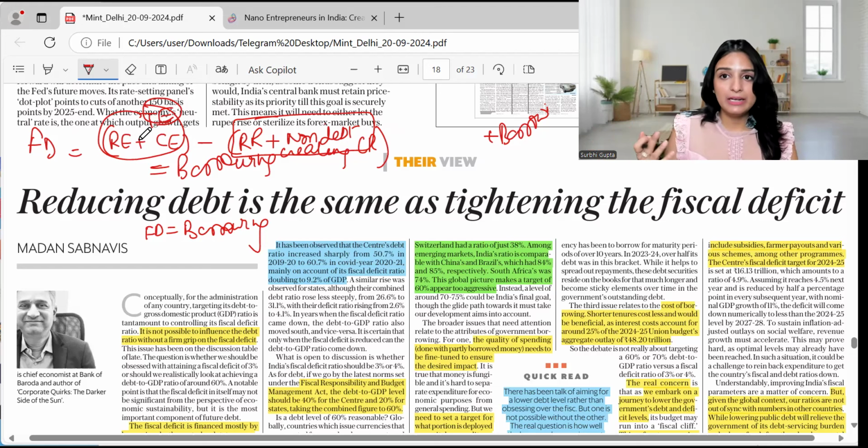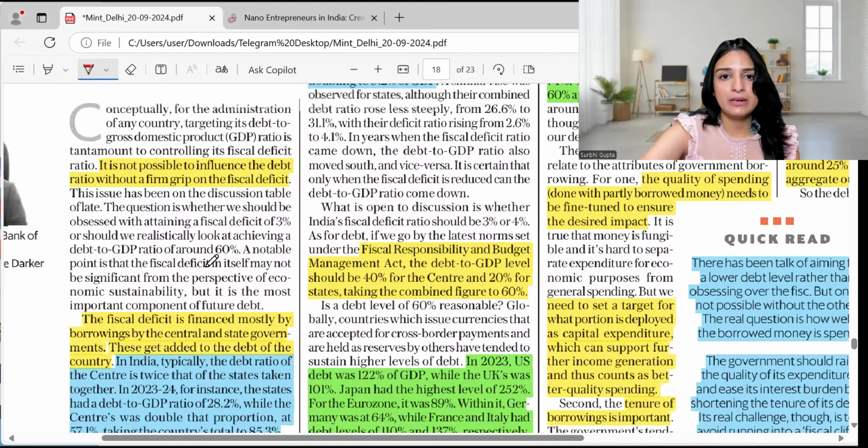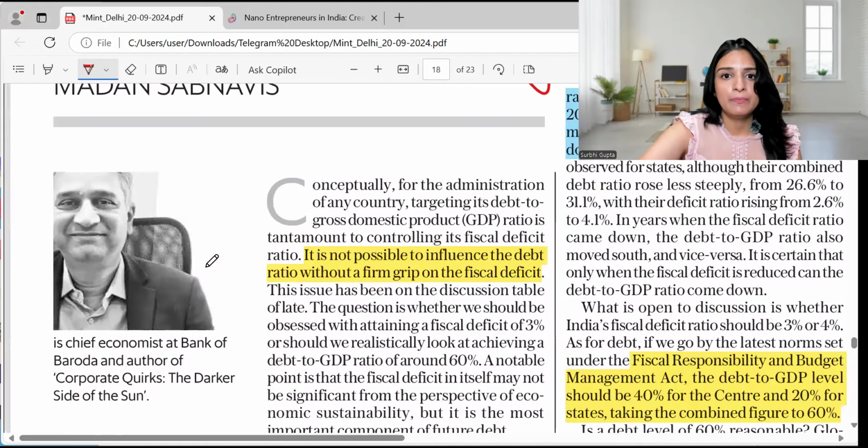I think that really answers everything which we are going to read in this article, because if debt is the same as fiscal deficit, then if we are reducing borrowing, that means we are tightening fiscal deficit, and I think that's very clear from the formula itself. But still, we are going to read this article. All right, so I'll quickly zoom in as much as possible.